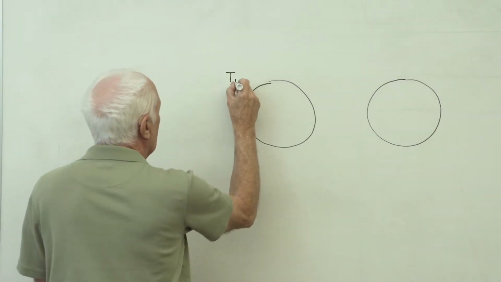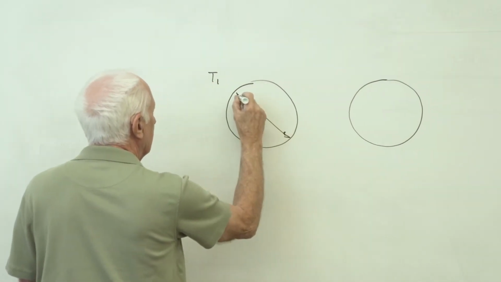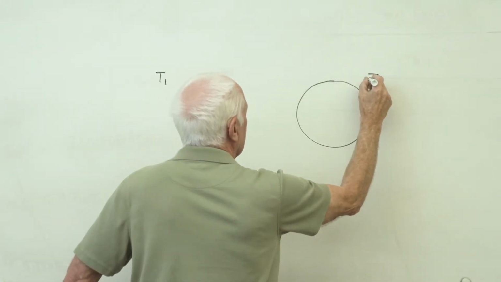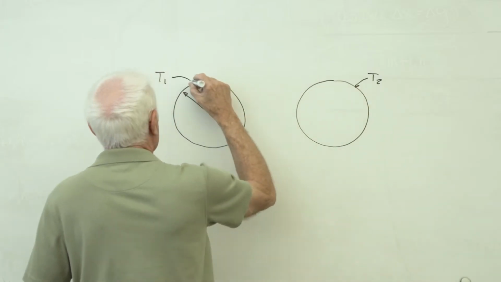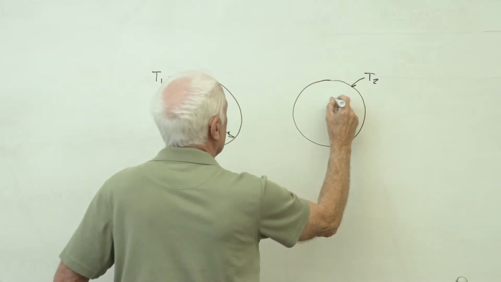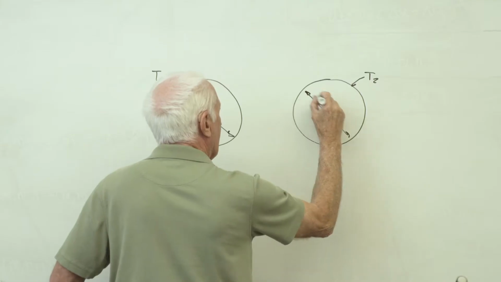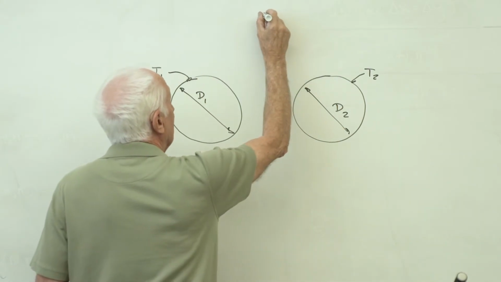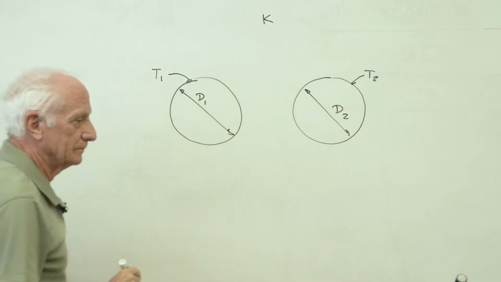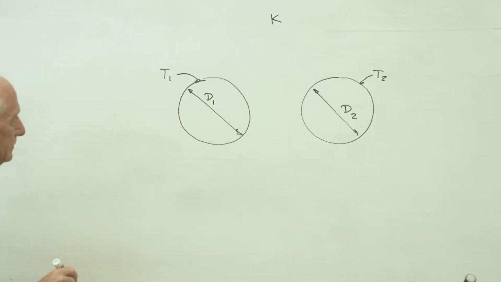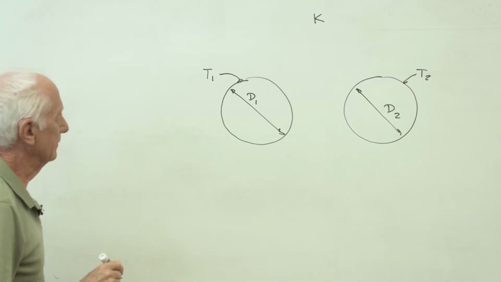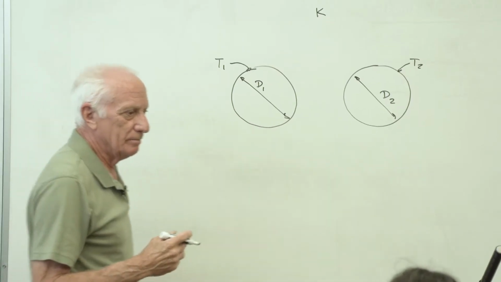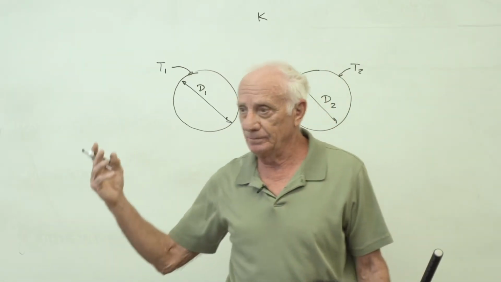T1, D1, T2, D2. The material has a K value, whatever it is. This could be 2 buried pipelines. Well, it is 2 buried pipelines.